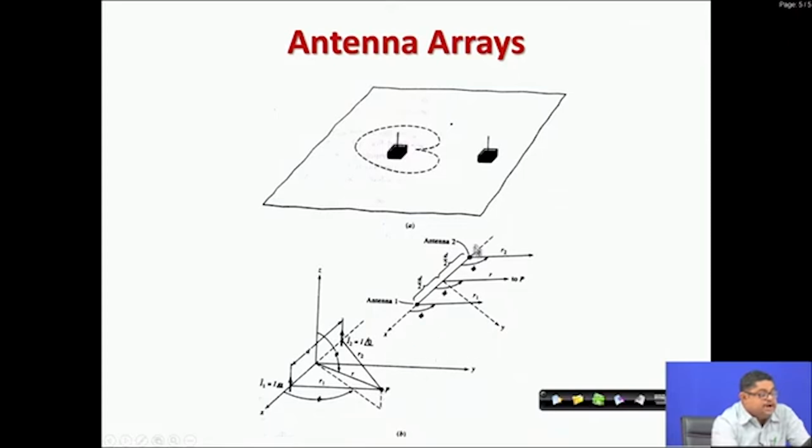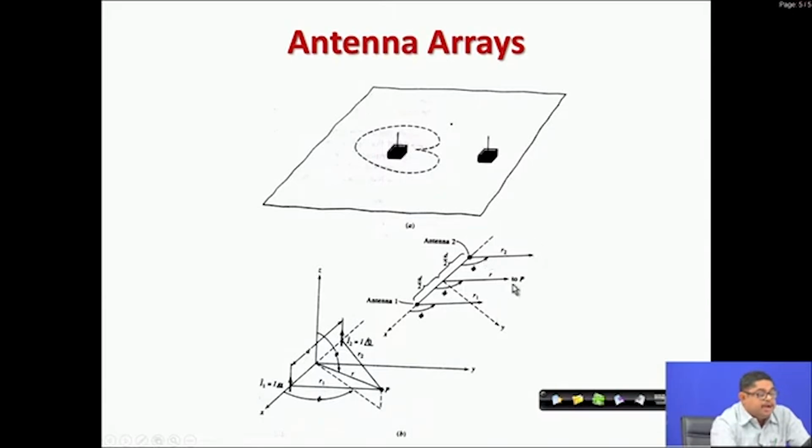So, in this structure we have just taken a snapshot along the axis. Antenna 2, though it is a wire antenna, we have made it a point just for the drawing's sake. Antenna 1 is at a distance d by 2 from the center, and antenna 2 is at a distance d by 2 from the center, so that the inter-element spacing is d. This is point P. Now, P is in the far field. So, r1, r2 are all much larger than d.